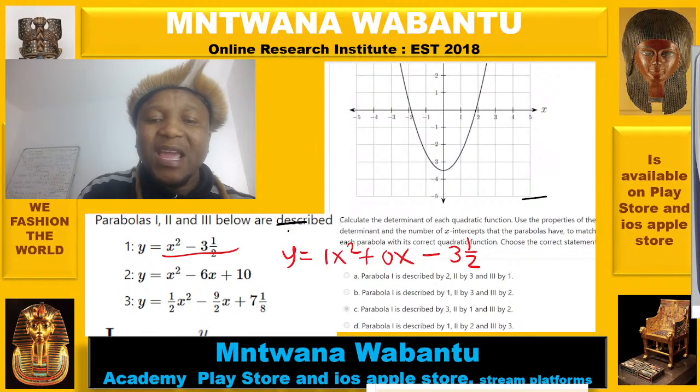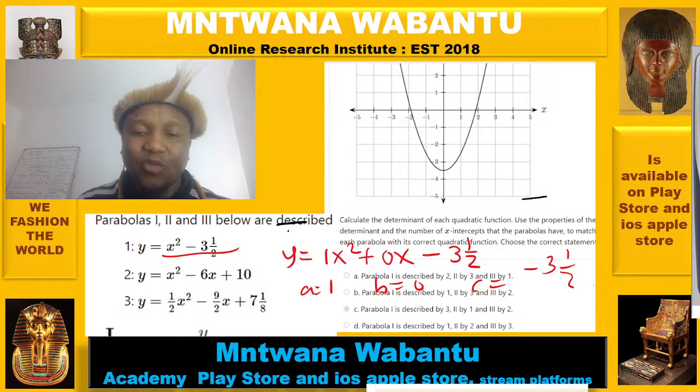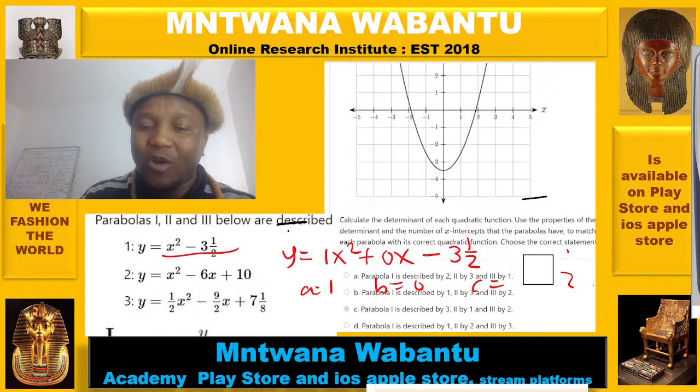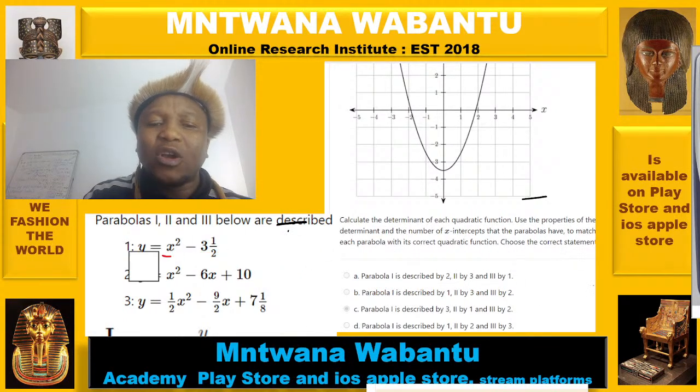Then I'm going to say, what is my value of a? a equals 1, and b equals 0, and my c equals negative 3 1/2. So now we know how to determine the degree of x, the coefficients, and how to know if the equation is quadratic or not.